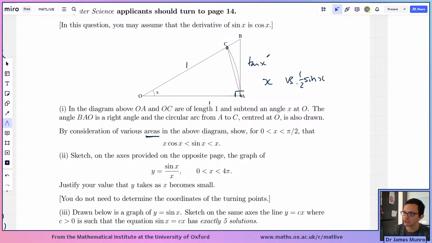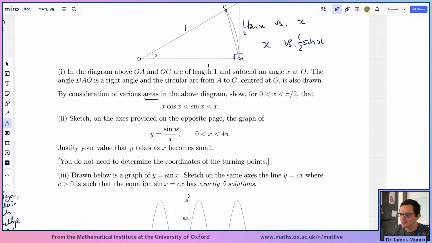Comparing the big triangle to the circle gives you something like tan x is bigger than something to do with x. I think there's a 1/2 in here as well. I can't remember where the factor of 1/2 comes from for the circle. Angle divided by 2 pi, it's just how areas work. Something like that. Good. Yeah, this fact is quite good.